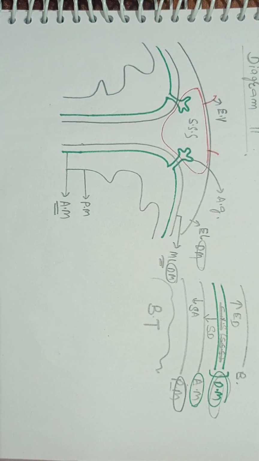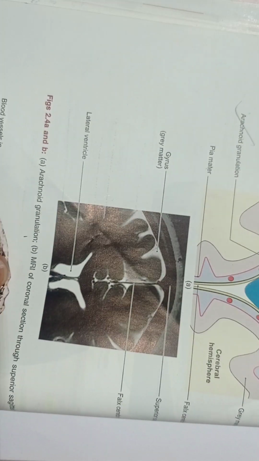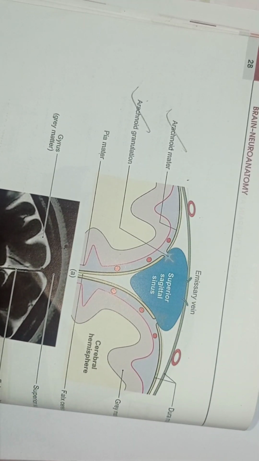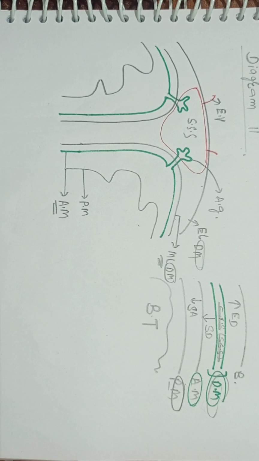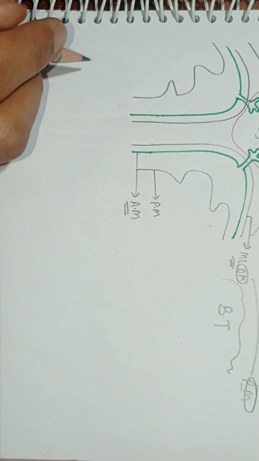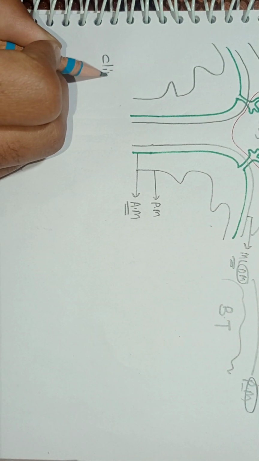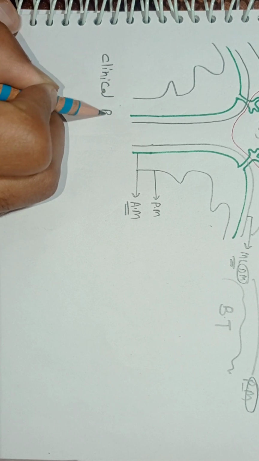So this is the diagram of the arachnoid granulations, and its MRI is shown below. This is the MRI and this is the diagram. Clearly, now moving forward, this is all about the diagram part. In this video we will add a clinical point.